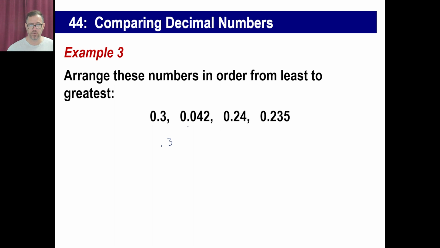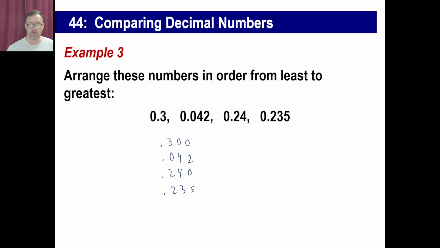Just write 0.3, and the one with the most numbers behind the decimal is 3. These two have 3 behind them. So let's just copy that: 0.300. 0.042 is the second one. 0.24, but you'll add a 0, right? Because 24 hundredths is the same thing as 240 thousandths. And then 0.235 is 235.